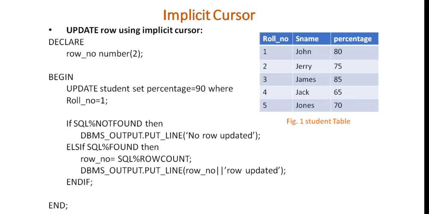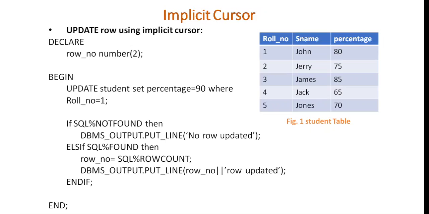If we want to update more than one row, then there is no need to specify the condition. If I write only the statement update student set percentage equals 90, without a where clause and without specifying any condition, then it will update all rows. It will set percentage 90 for all the 5 students.